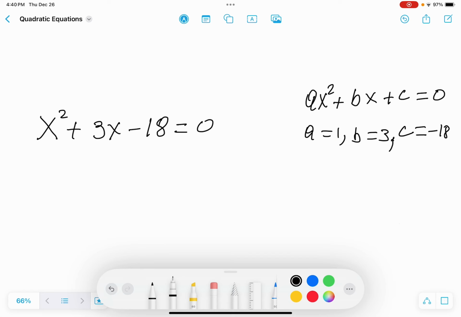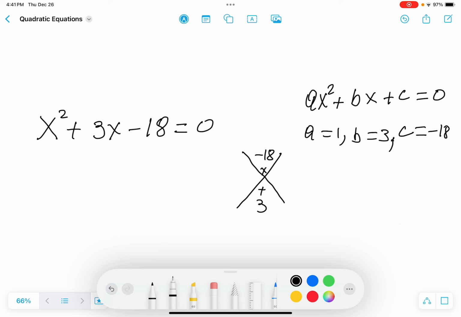In order to solve this quadratic equation, we're looking for two numbers. When we multiply those two numbers, the product will be negative 18. And when you add the numbers, the sum will be positive 3. So can you think of two numbers? When you multiply, you get negative 18, and when you add them, you get positive 3.